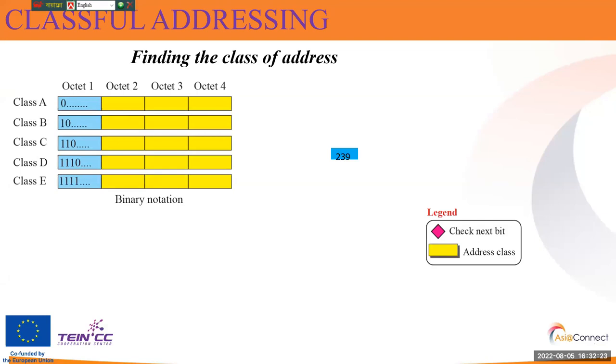So in binary notation, we know octet 1, octet 2, octet 3, and octet 4. Since the IP address is 32 bit, in class A the leftmost first bit must be 0. Then class B, first bit 1, second bit 0 are fixed. Class C is 110, class D is 1110, and for class E the first 4 bits will be 1. This is how we find the class of an address. We need to remember it. So this is for the binary notation.